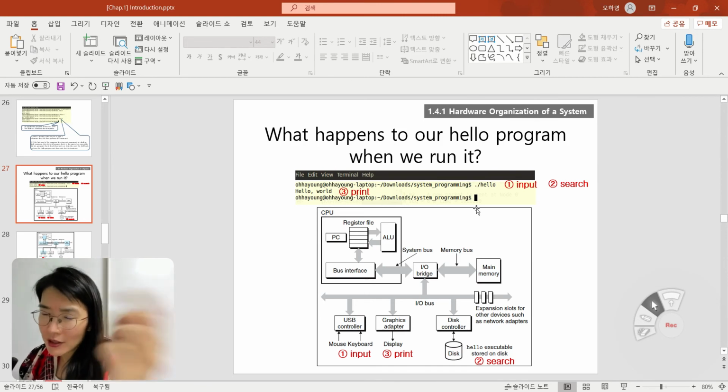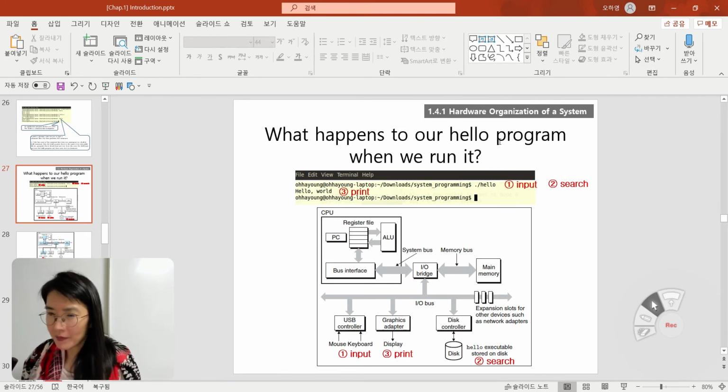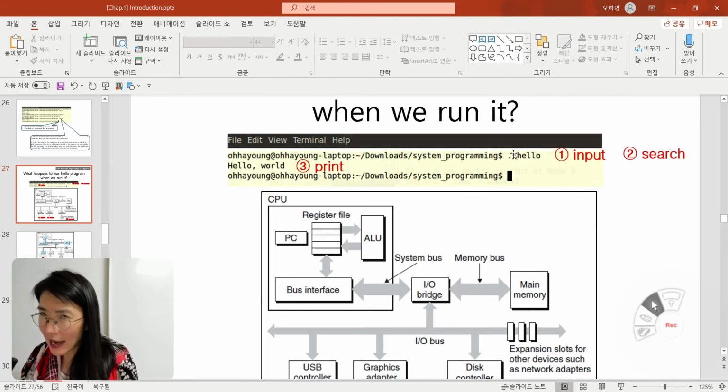All right, so as you can see on the screen, there is the terminal snapshot, and if we put in the execution command, the current directory with the execution file name, and after enter, we can check the successful result, hello, world. So I mentioned number 1, input, number 2, search, and number 3 is print.